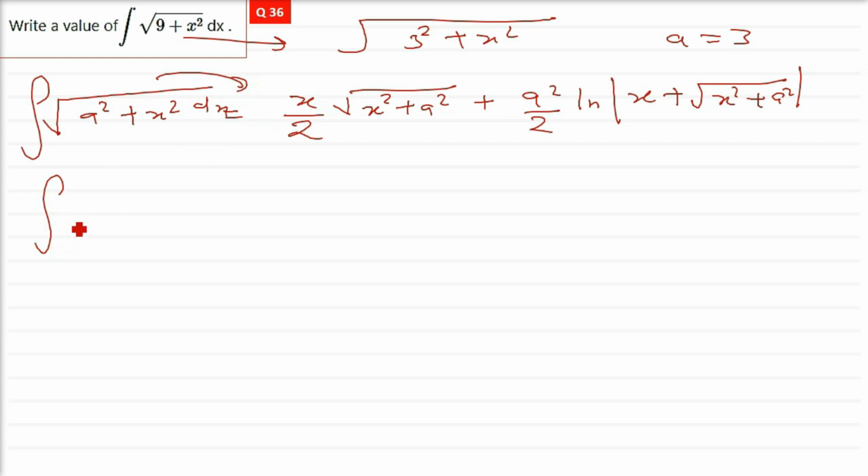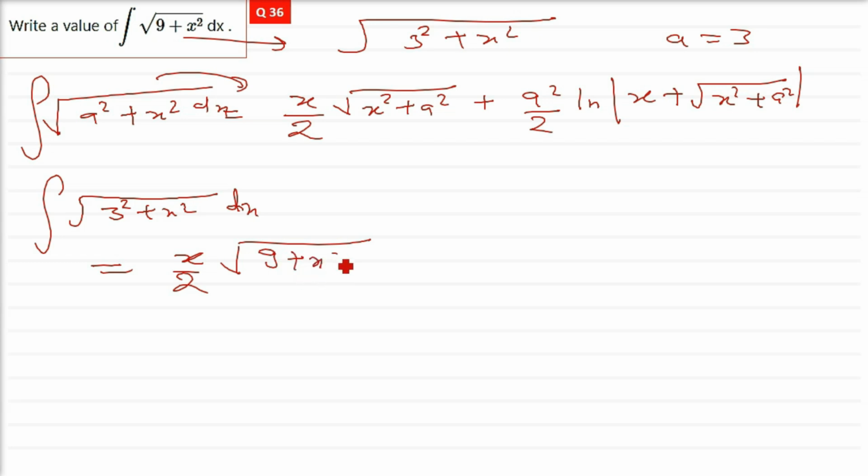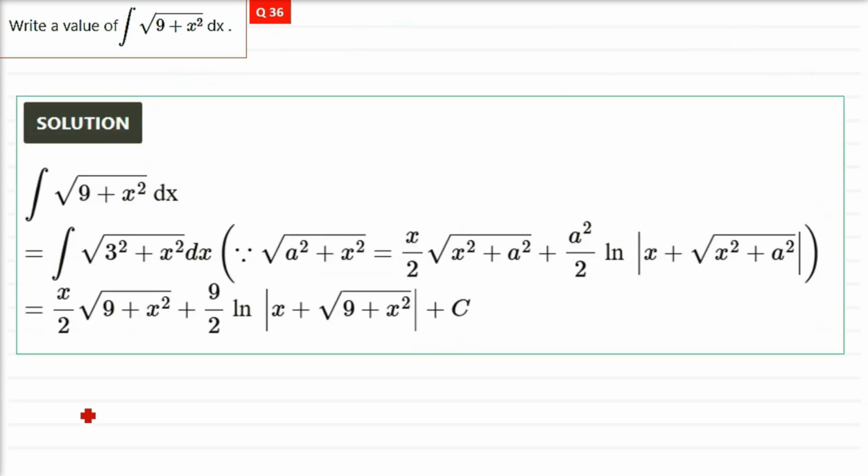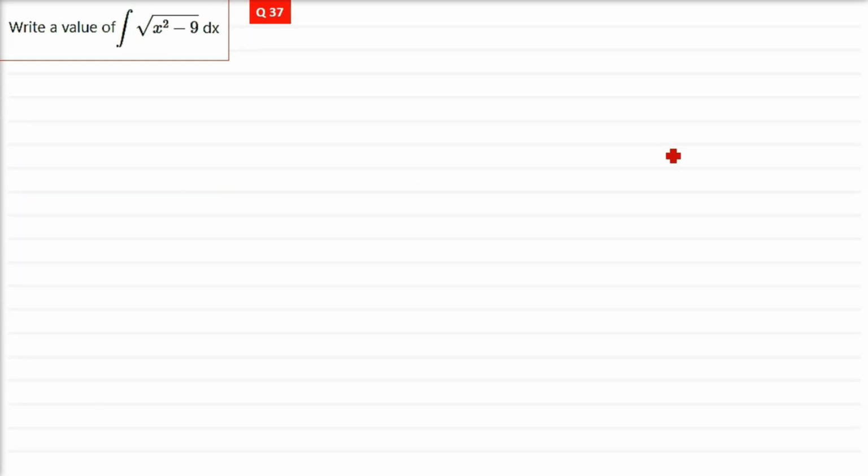So we are eventually integrating this under root 3 square plus x square dx. x by 2, which is this one, x by 2 under root x square plus a square, that is 9 plus x square, plus a square by 2, 9 by 2 ln modulus of x plus under root 9 plus x square plus constant of integration. This is your final result. Now this is how this will be done. This is a clearer version of the solution which I can show you. And this is how you have to follow the result.